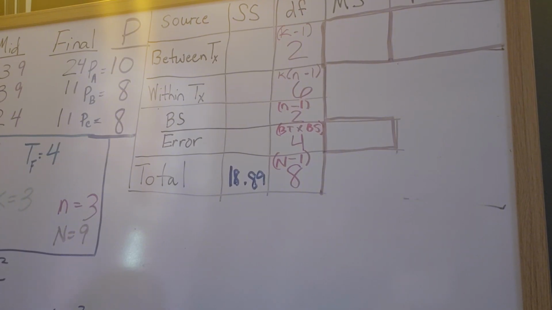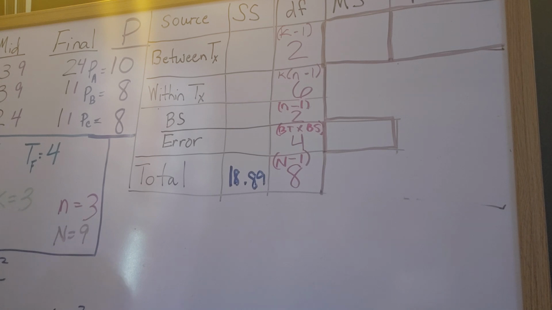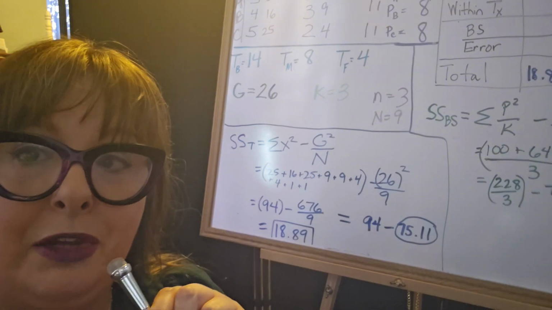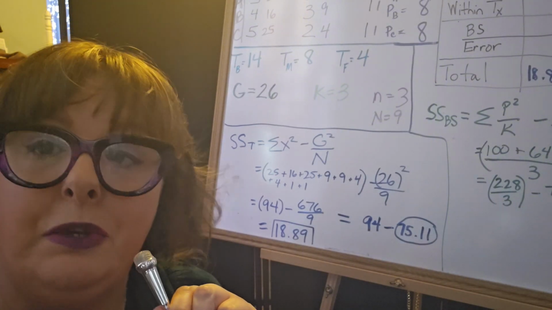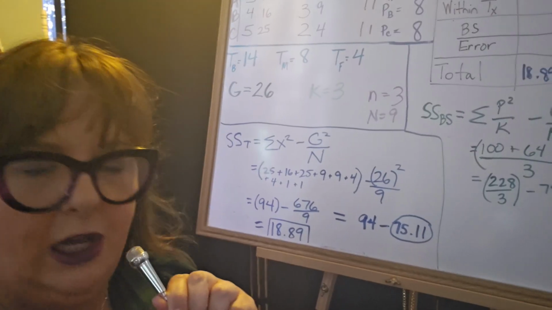What can we do next? We're going to have to compute some more of these sum of squares before we can actually get close to computing our F ratio. All right, let's show you how we computed sum of squares between subjects. The fan is blowing the wind through my hair. All right.